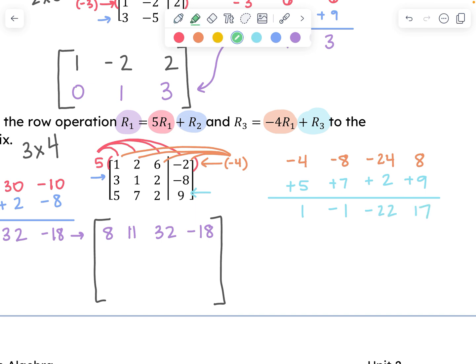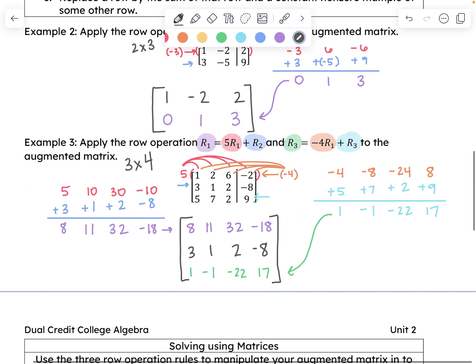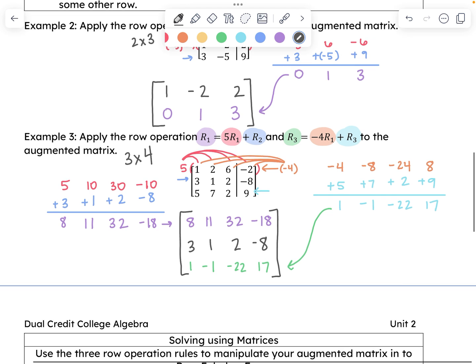And this is going to take the place of R3. So I'm going to put that where my third row would go. So 1, negative 1, negative 22, 17. And my second row didn't change, so that's just going to be the original 3, 1, 2, negative 8. And then that matrix that I have there with the purple and the green would be my new matrix after having applied those two row operations.